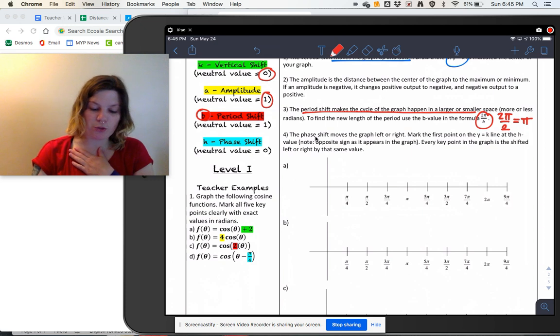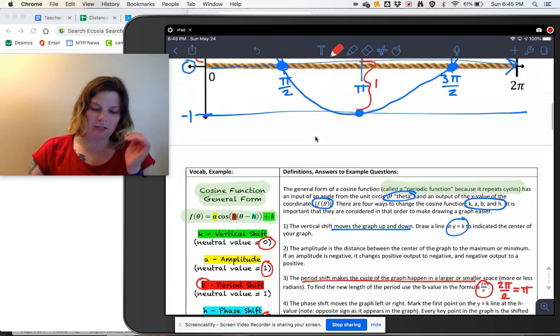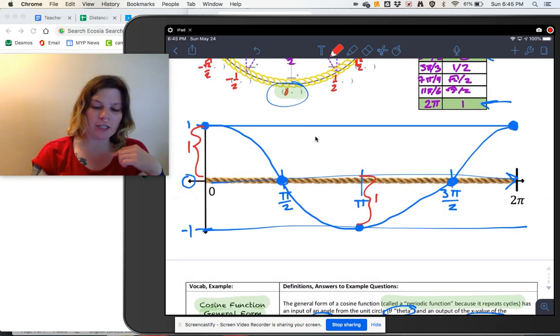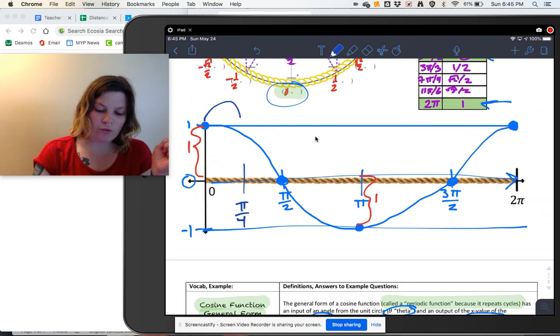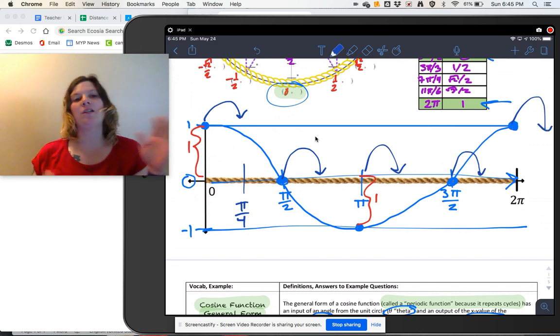When we have a neutral value for h, we're at 0. But looking back up at it, this graph is like all neutral values. This is just plain old parent function cosine. But if I were to have a value of pi over 4 for my h value, then I would need to move every single point over pi over 4. So it makes everything shift over whatever that value is.